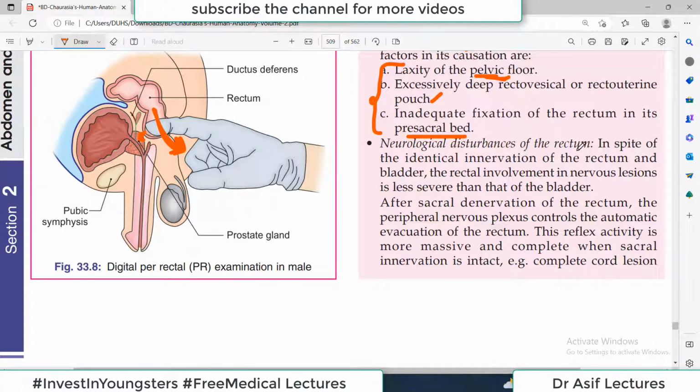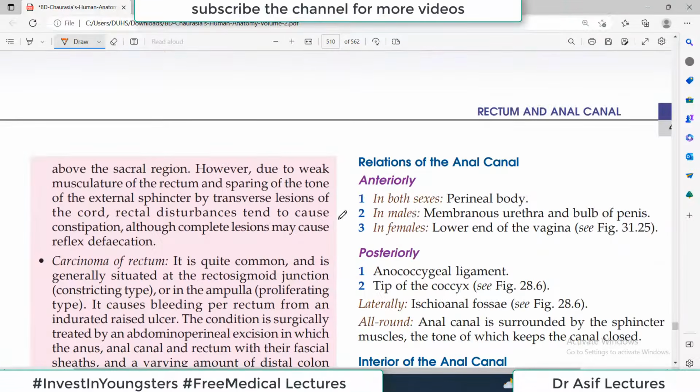Neurological disturbances of rectum. In spite of the identical innervation of the rectum and bladder, the rectal involvement in the nervous lesion is less severe than that of the bladder. So patients usually present with urinary incontinence more as compared to fecal incontinence. Okay? After sacral denervation of the rectum, the peripheral nervous plexus controls the autonomic evacuation of the rectum. This reflex activity is more massive and complete when sacral. So basically the point is that fecal incontinence is less common than urinary incontinence.